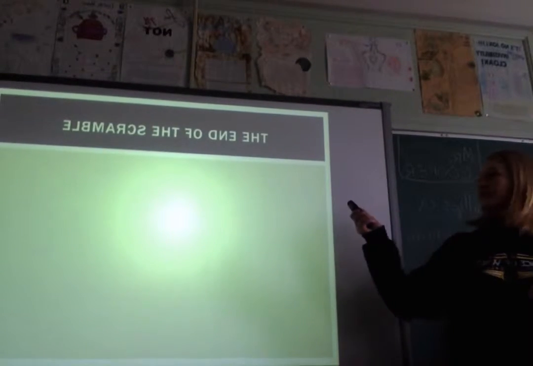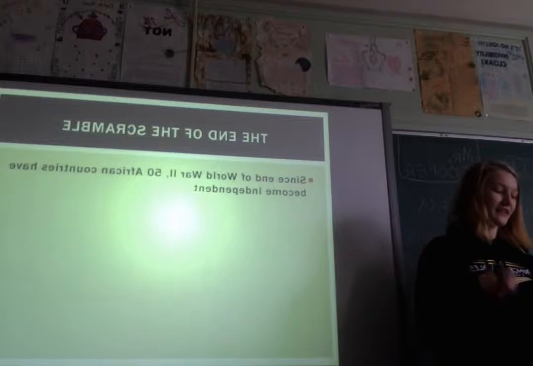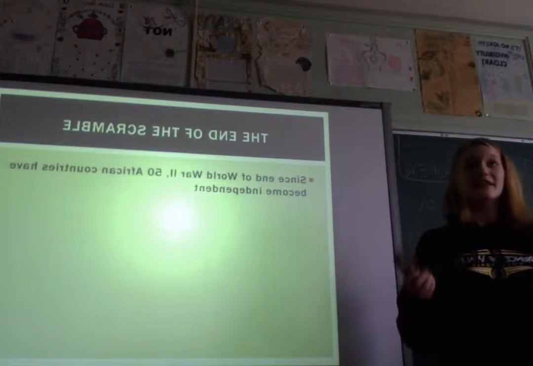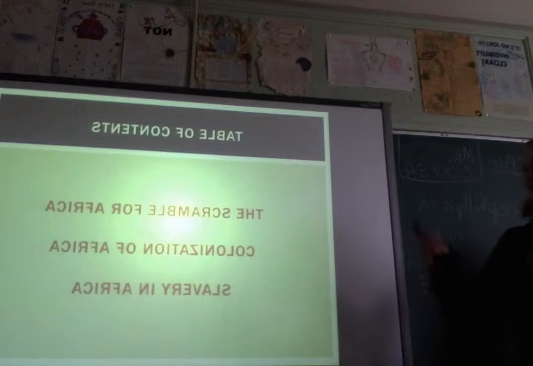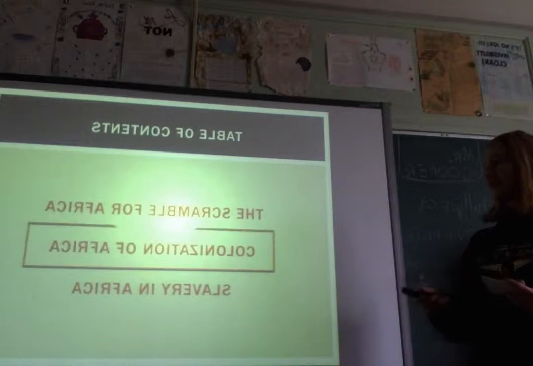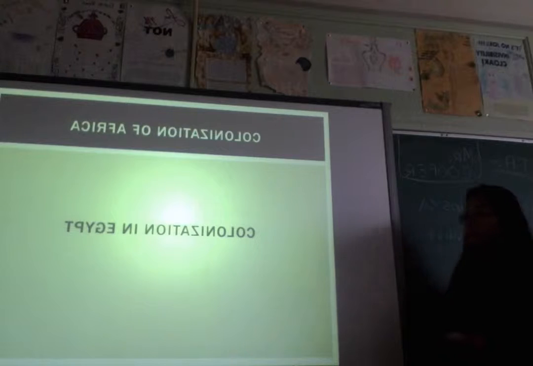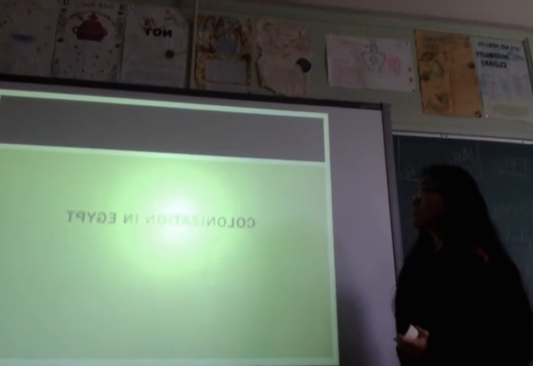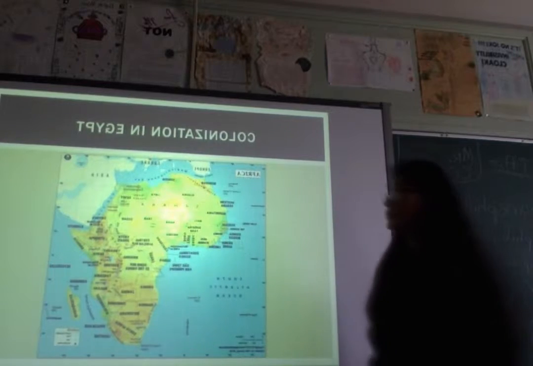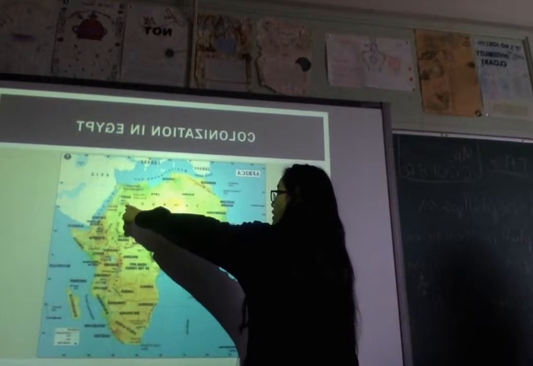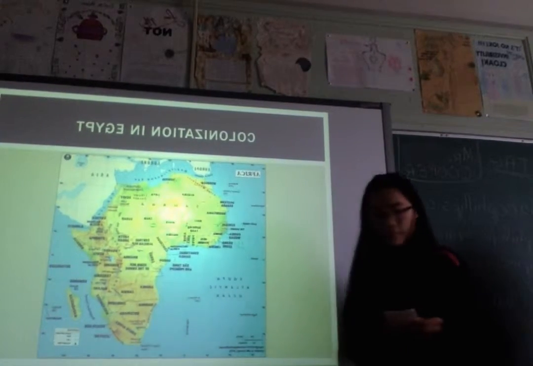Since the scramble, since World War II, 50 African countries have become independent. However, the continent will still be forever scarred. So next we're going to talk about colonization of Africa. So colonization in Egypt. So this is going to show a map of Africa, just to show you where Egypt is if you don't know. It's located in the top right-hand corner.